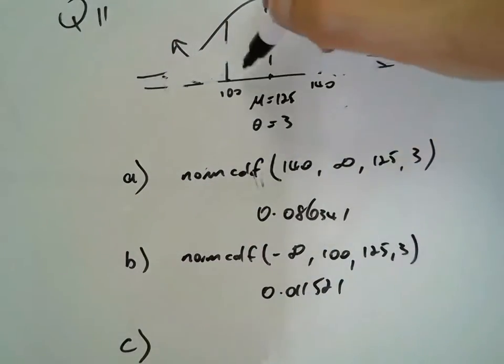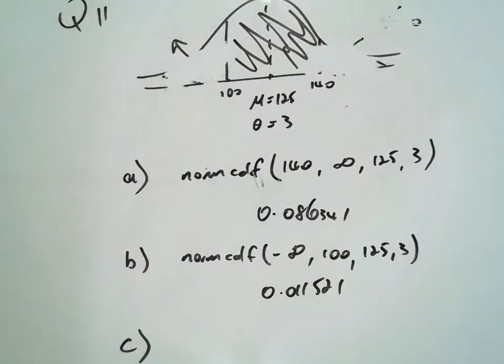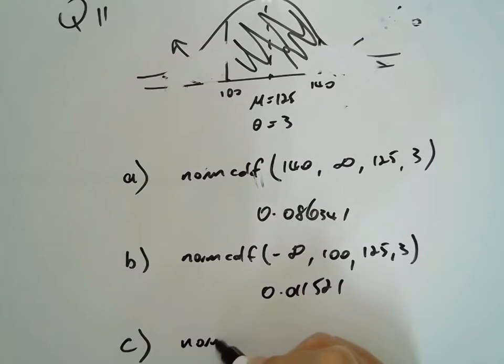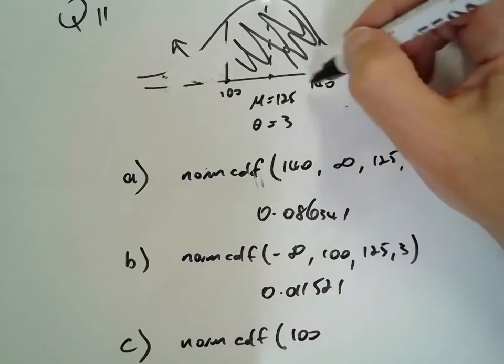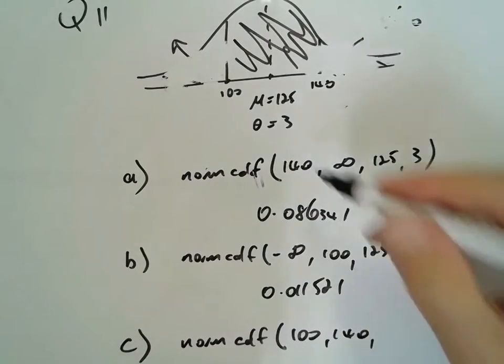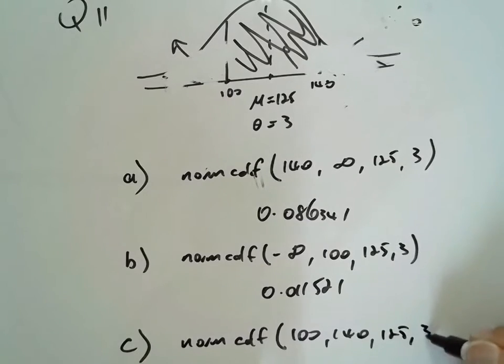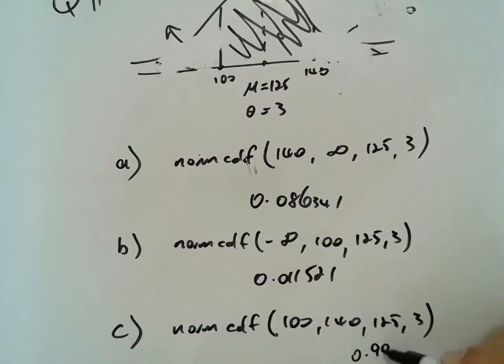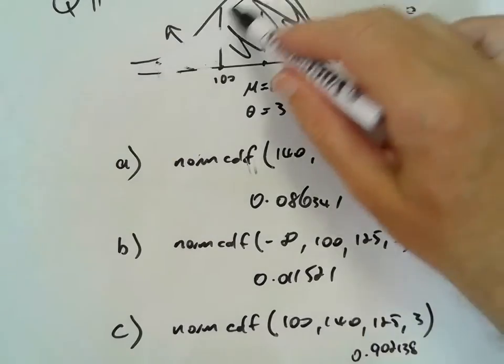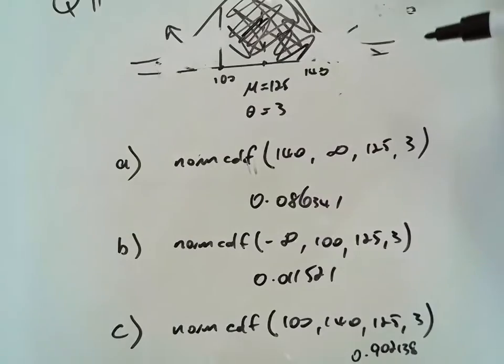Okay, and question C, if I can just squeeze it in there, instead of looking at above or below, we're looking in between. I think it says, what's the chance that your light bulb lasts between 100 and 140 hours? What's my minimum boundary? Maximum boundary? Mean? Standard deviation? And our calculator will pop out. I'm going to squeeze that right down the bottom, 0.902138. So there is 90% of the light bulbs happen in between those two. So that's pretty much where you're likely to get your light bulb.